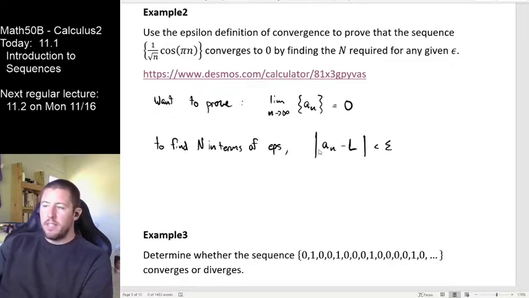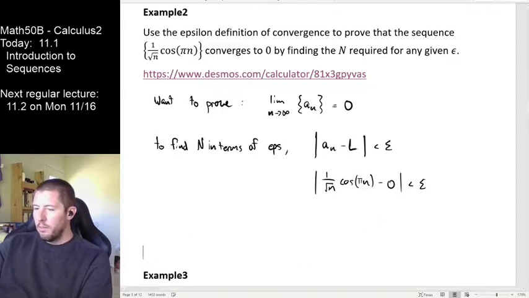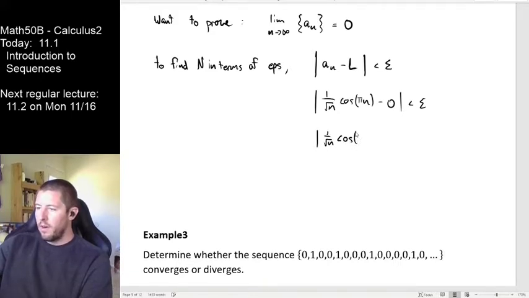So the good news for us is that I know a sub n, it's this sequence right here. I know L, it's 0. So it looks like this is just going to turn into the absolute value of 1 over root n cosine pi n minus 0 is less than epsilon. So let's do a little bit of algebra here and see if we can convince ourselves of some more things associated with this. One, that minus 0 obviously doesn't matter for us, so I'm just going to write this once ignoring it.